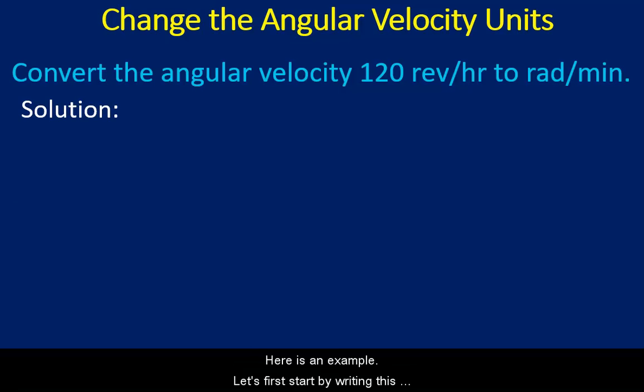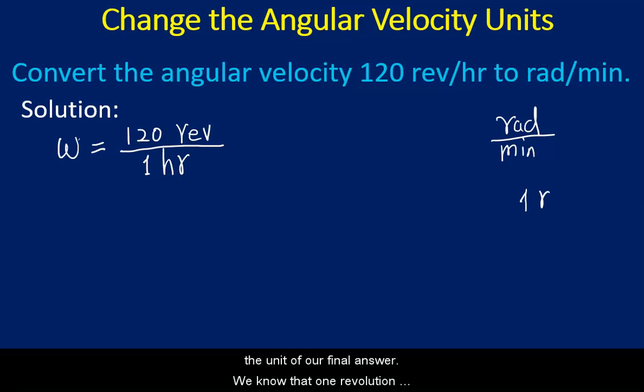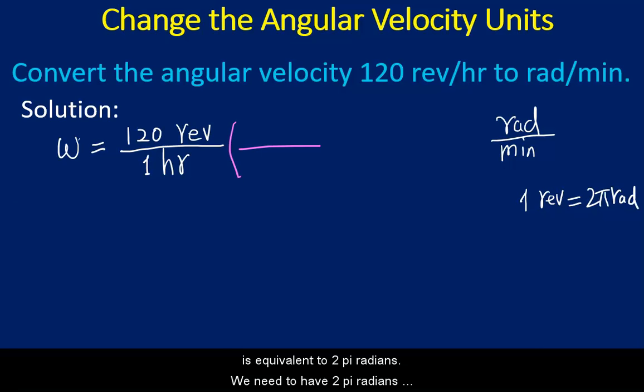Here is an example. Let's first start by writing this angular velocity, 120 revolutions per hour, in fraction form. And radians per minute is the unit of our final answer. We know that 1 revolution is equivalent to 2 pi radians. We need to have the 2 pi radians in the numerator. Then naturally, the 1 revolution will be the denominator.